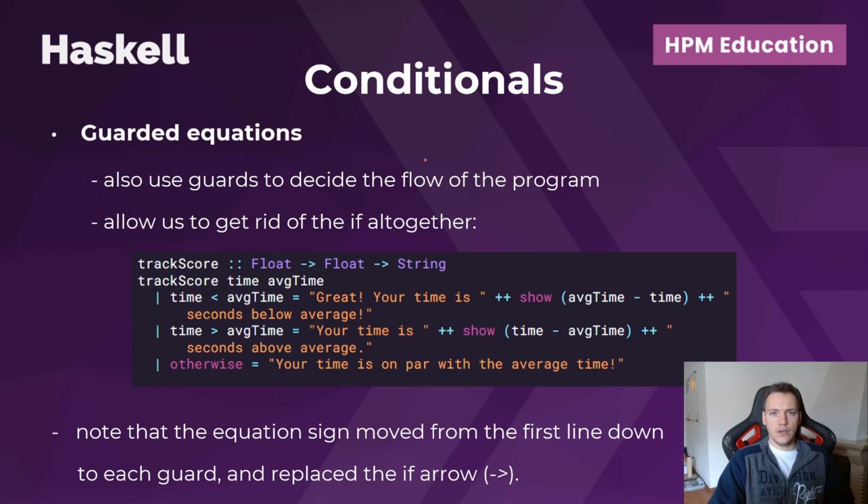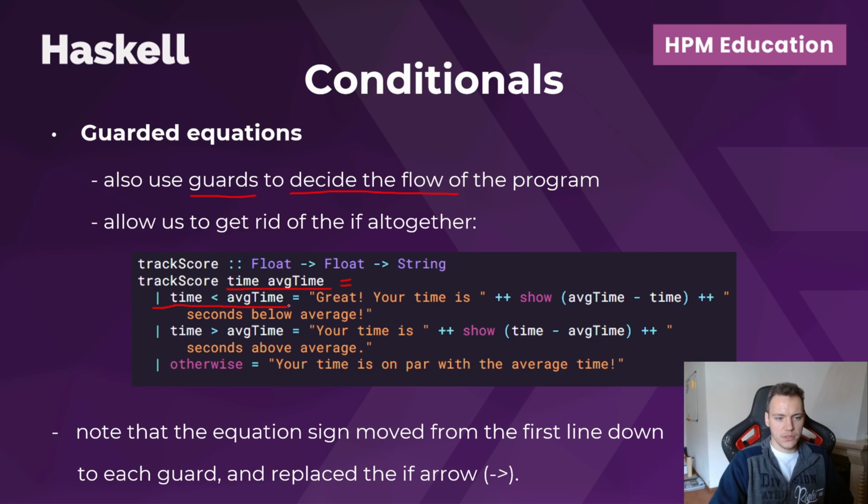With guarded equations, we also use guards, which are expressions that evaluate either to true or false, to decide the flow of the program. And guarded equations allow us to get rid of the if statement altogether. So if we look at this example, our track score is going to be defined a bit differently. We take in our two arguments, but notice that there's no equal sign here. This is because we're using guarded equations in this case, and the guards are written the same way.